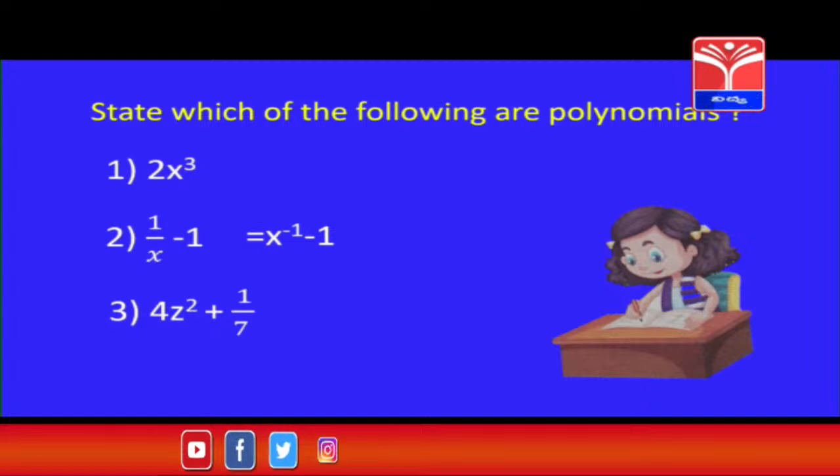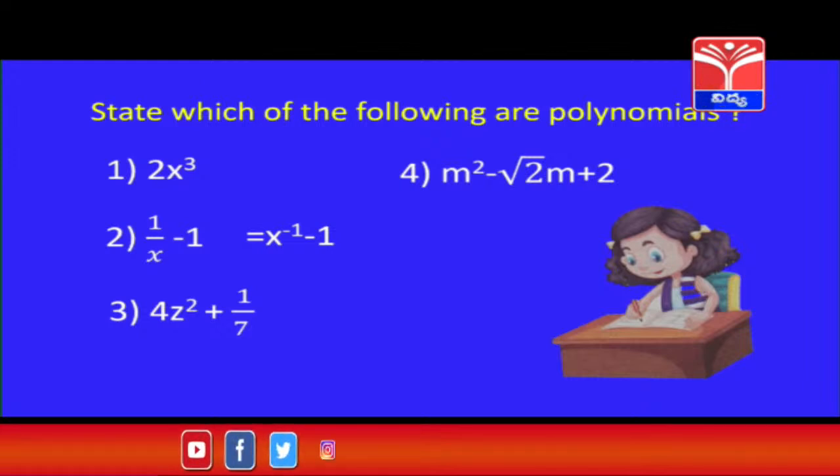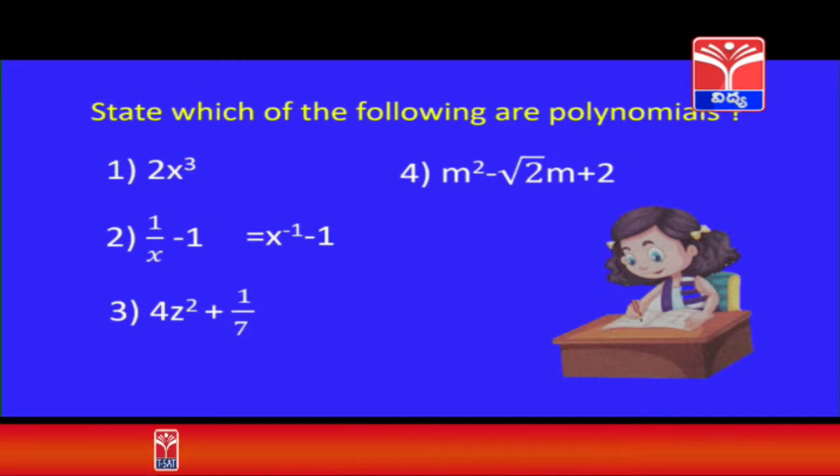Every student should be able to read the expression first. So try to read clearly the variables and the syntax. 4z square plus 1 by 7. Try to read this one. M square minus root 2m plus 2. Coefficients can be any real number, but the exponent of the variable should be a whole number.